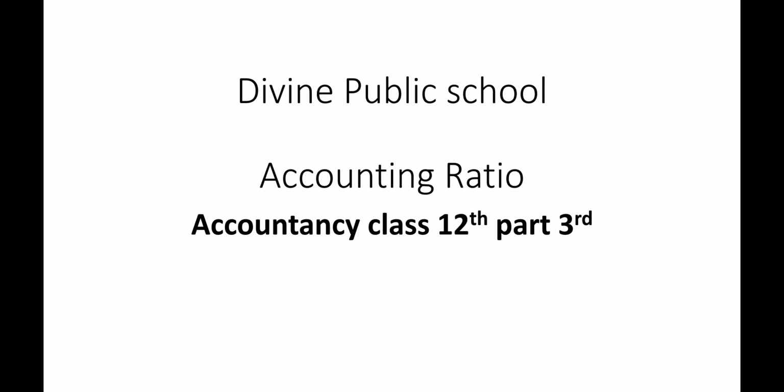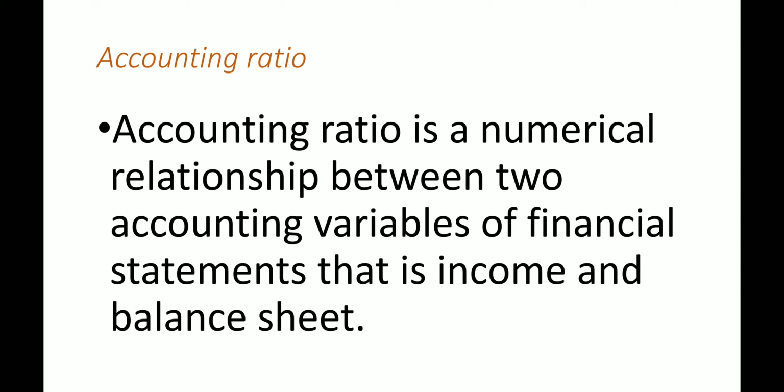Okay, so first of all, what is ratio? A ratio is a numerical relationship between two interrelated numbers or items. Or we can say that the accounting ratio is a numerical relationship between two accounting variables of financial statement, that is income statement and balance sheet. So we find accounting ratios to signify the relationship between two individual items or group of items in the balance sheet and income statement, right?